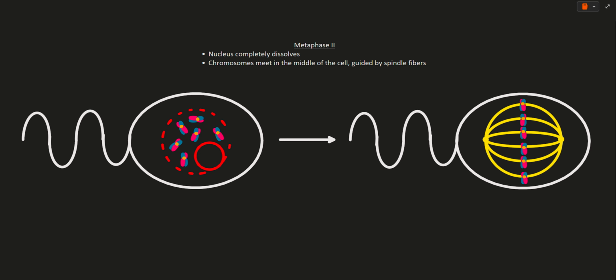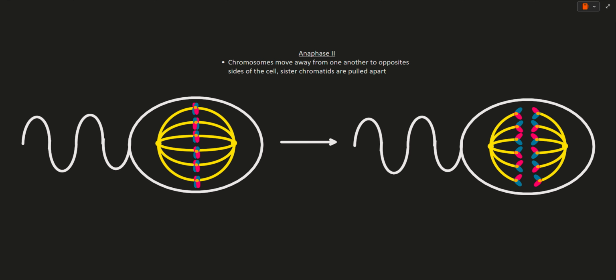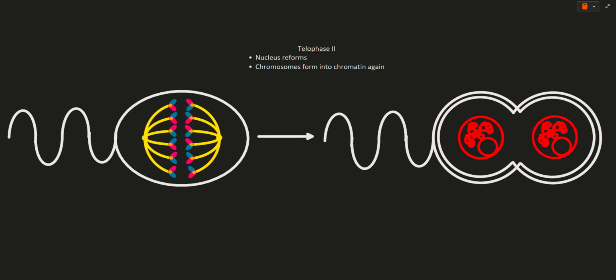During metaphase 2, the nucleus and nuclear envelope completely dissolve and disappear. Also, chromosomes meet in the middle of the cell. During anaphase 2, chromosomes move away from one another to opposite sides of the cell, and sister chromatids are pulled apart. During telophase 2, the nucleus reforms and chromosomes form into chromatin again.